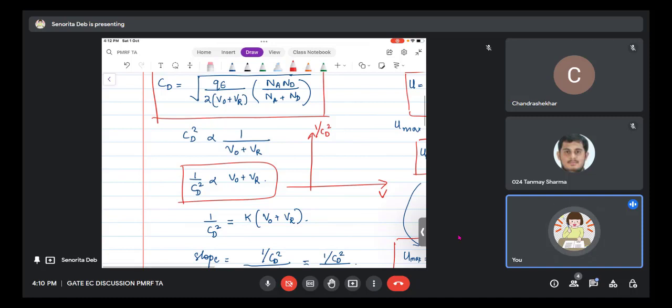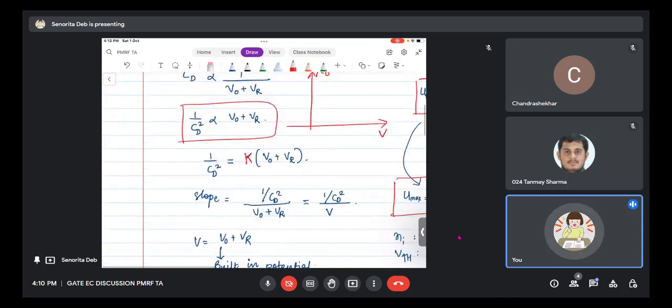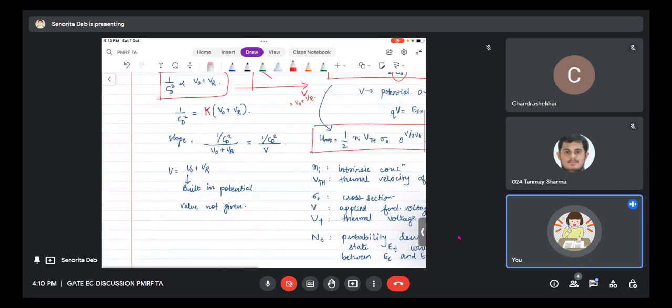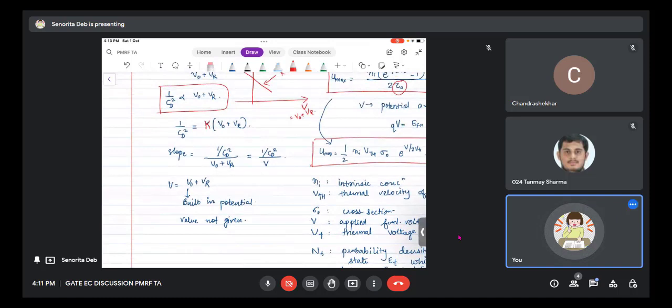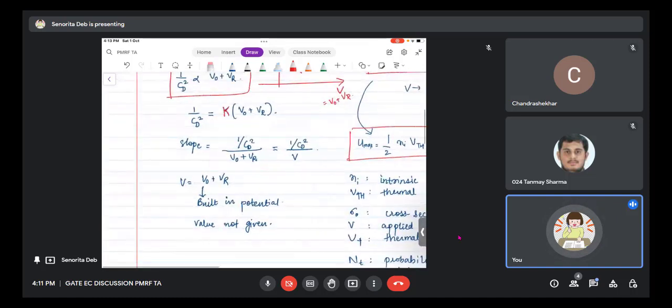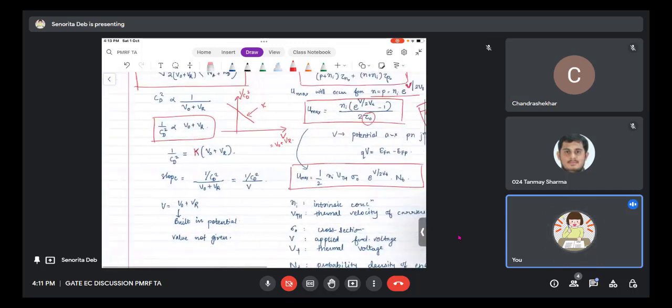Okay, and you can have a proportionality constant K, which is nothing but the slope of the graph, which they have asked. Okay, so slope is K, 1 by CD square upon V. V is nothing but V naught plus VR. Now the problem in this question is that they have not given V naught. Okay, so therefore this is not a complete question, since V naught is not present. So if V naught is there, we can then find it and give the solution.